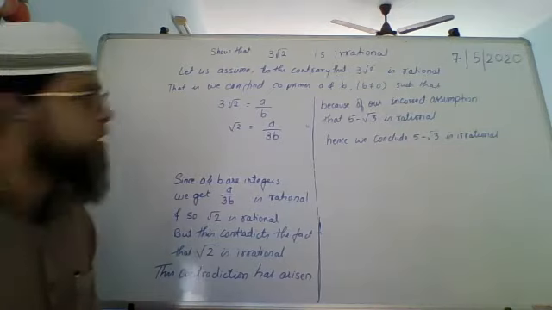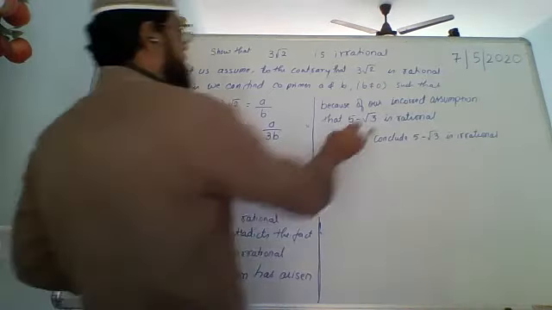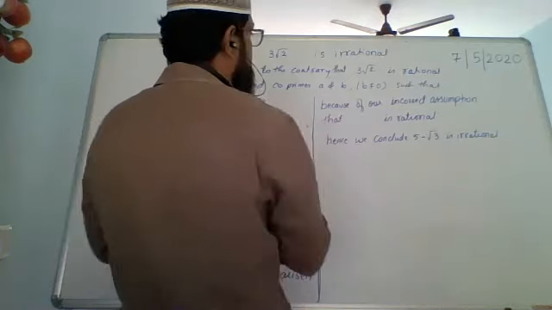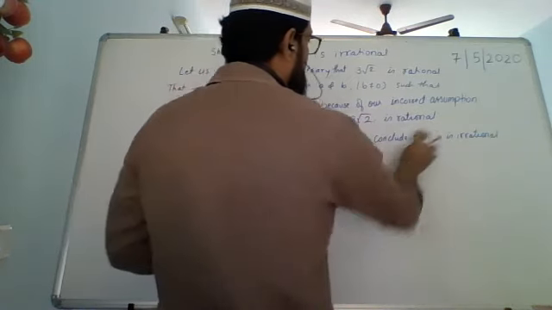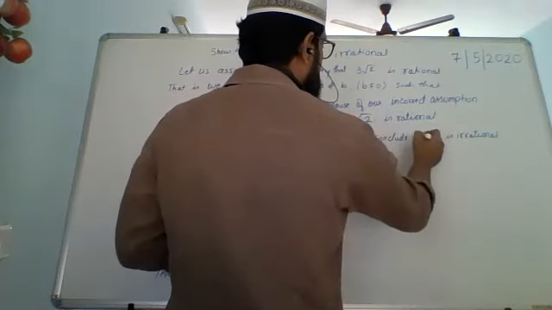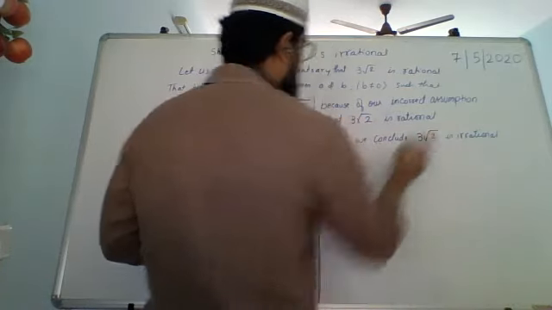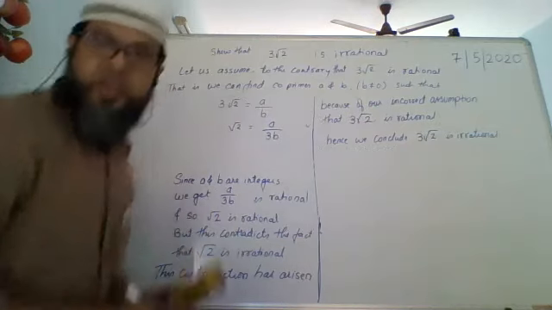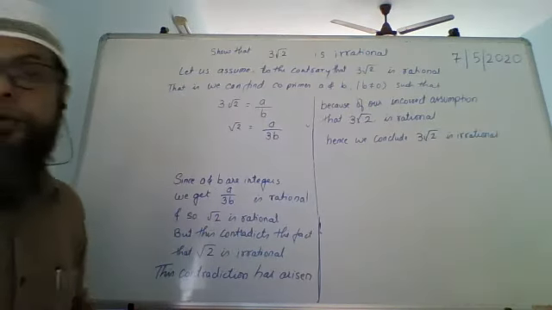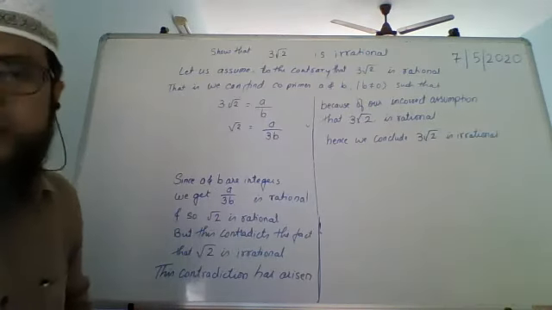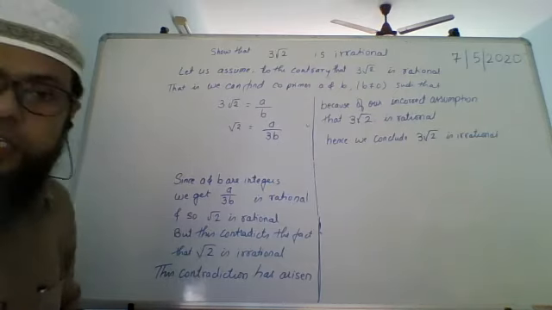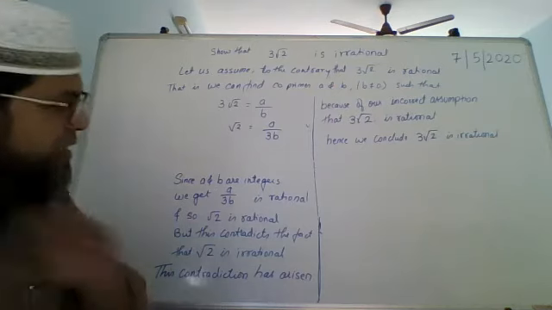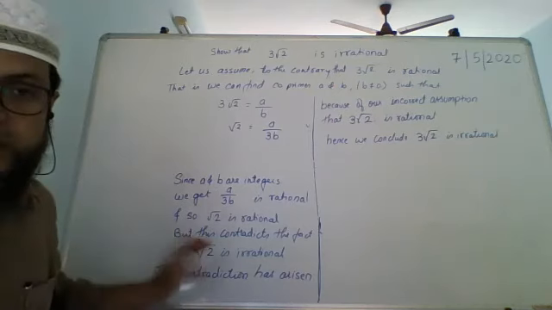This has arisen because of our incorrect assumption that 3 root 2 is rational. Therefore, we conclude 3 root 2 is irrational. The steps are the same. Okay, minor variations, numbers थोड़े से change हो रहे हैं. Otherwise, the steps remain the same.